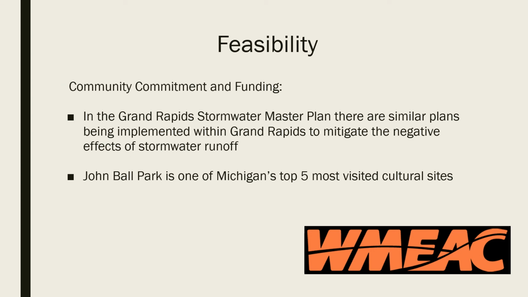So we believe this grand scope of a project is feasible because of the community commitment and the availability of funding for projects like this. The Grand Rapids Stormwater Master Plan is implementing similar projects around the city of Grand Rapids to help mitigate stormwater. So the funds are available from that program that could potentially be diverted to a solution here at John Ball Park Zoo.